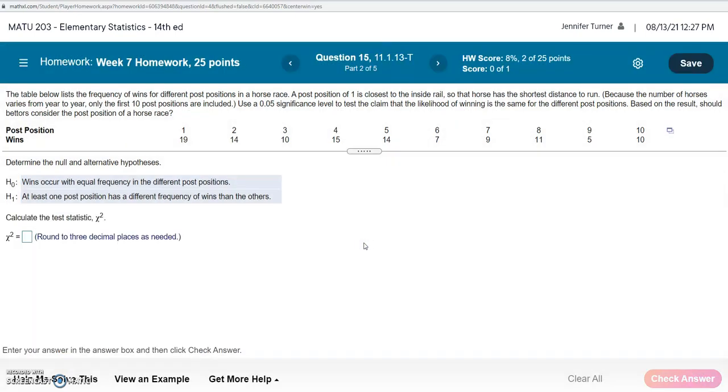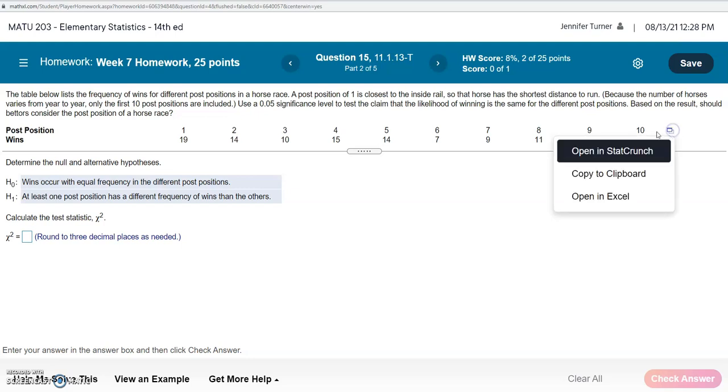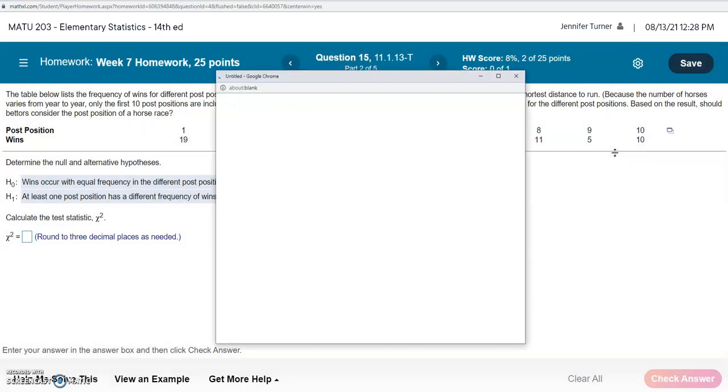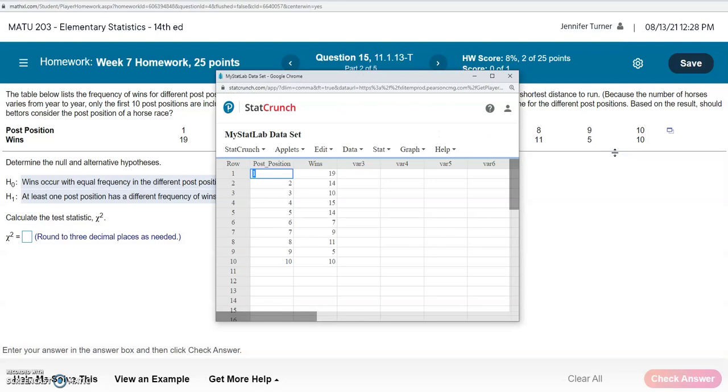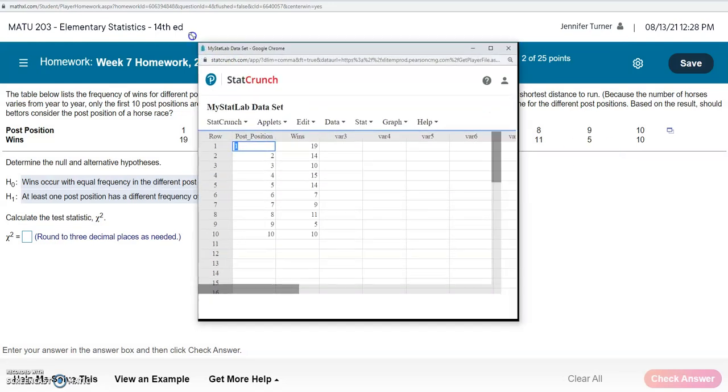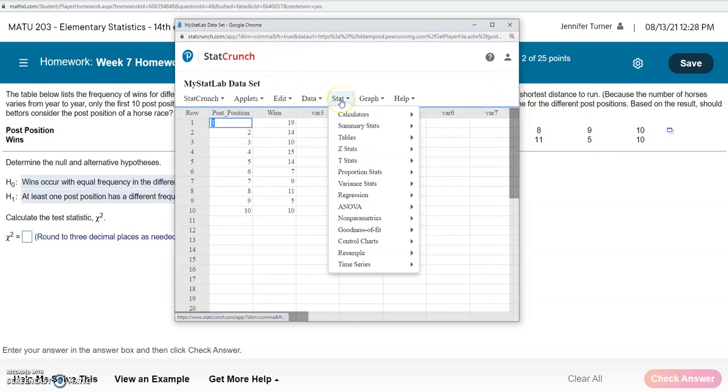So now we want to calculate the test statistic for this goodness of fit test. To perform the goodness of fit test, we're going to open this data in StatCrunch. We're going to click the little blue box in the upper corner of the data, and we choose Open in StatCrunch. When the data opens, to perform a goodness of fit test, we are going to choose Stat, Goodness of Fit, and chi-square test.